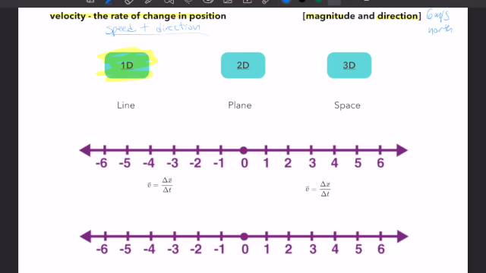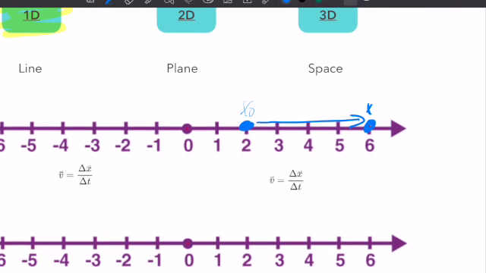So in the example we had in position time, we started out with an initial position of 2, and we ended up at 6. It's our instantaneous position, and we traveled that direction. Well, delta x, in this situation, we ended at 6, we started at 2. And let's suppose this happened over 1 second. Well, then we would have 4 meters per second. And that would be our velocity.